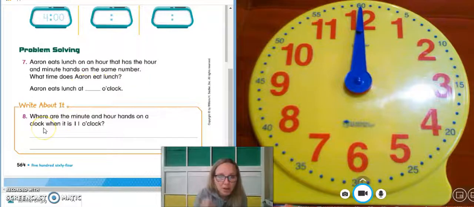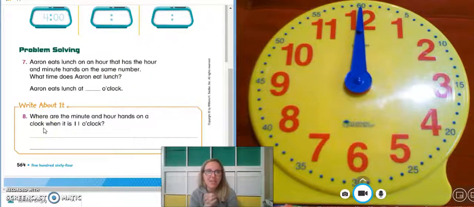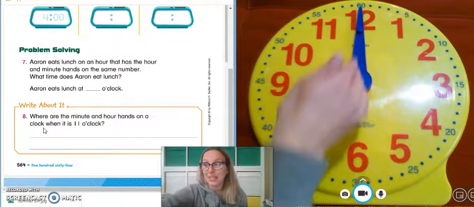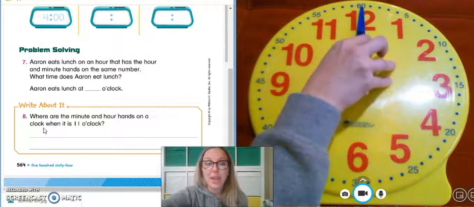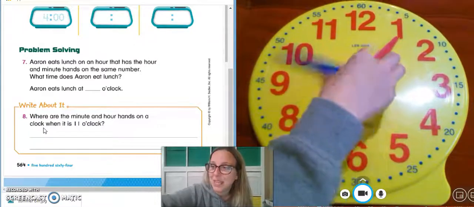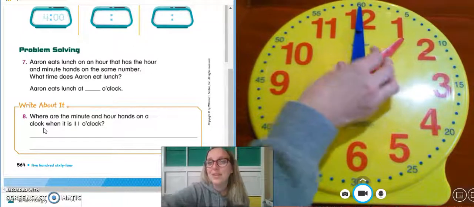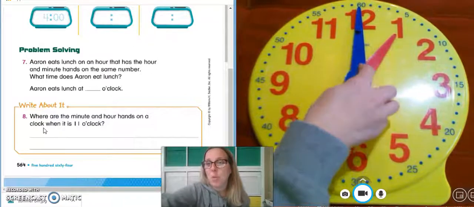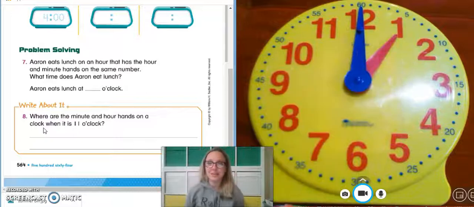Number 8 says, where are the minute and hour hands on a clock when it is 1 o'clock? Well, we know anytime it's o'clock, the minute hand is on the 12. And if it's 1 o'clock, then our hour hand would be on the 1. So this clock would say 1 o'clock.